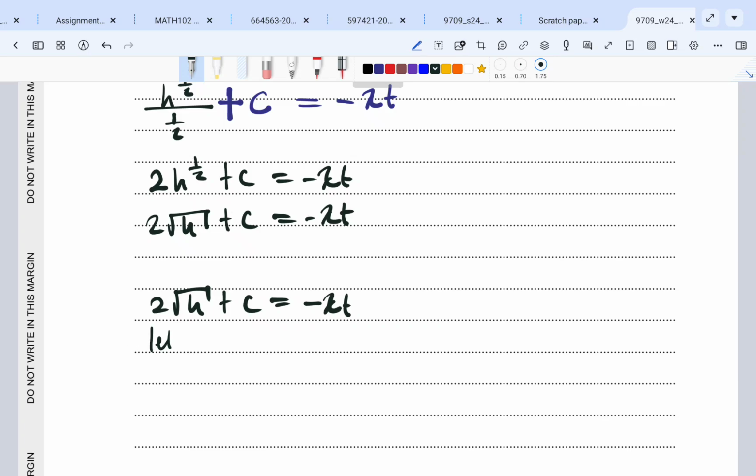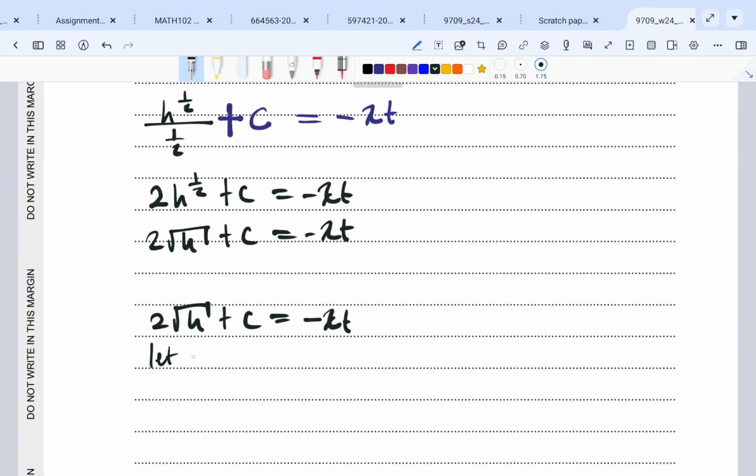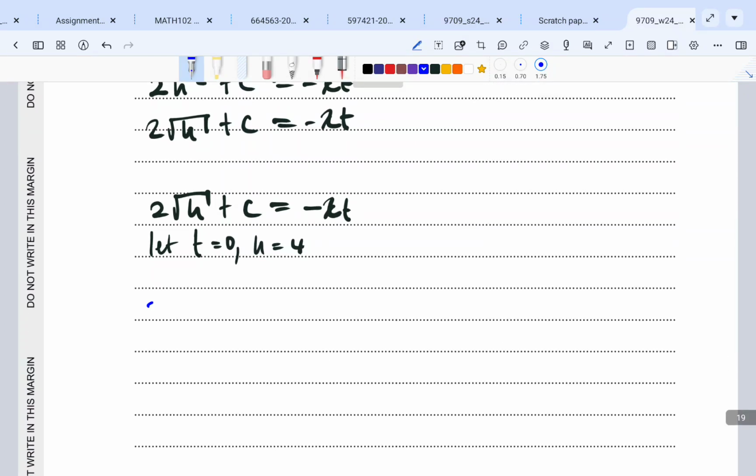Then, because I've been given conditions 2 times here: h is 4 when t is 0. Then here h is this when t is this. So I'm going to let t be 0, h be 4. So let t equal 0 and h equal 4. What will I have? I'm going to have 2 root of 4 plus c is equal to negative lambda by 0. When you multiply anything by 0, you get 0. So on the right, I know it's going to be 0.